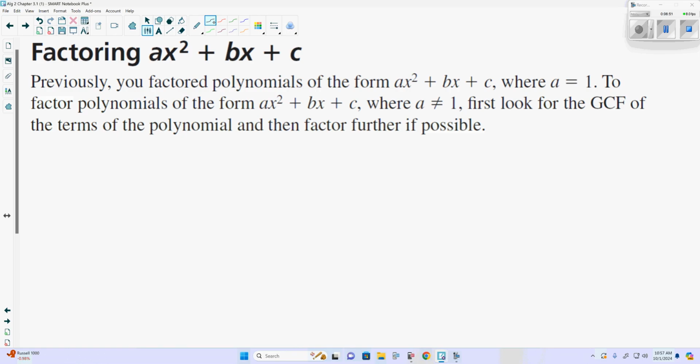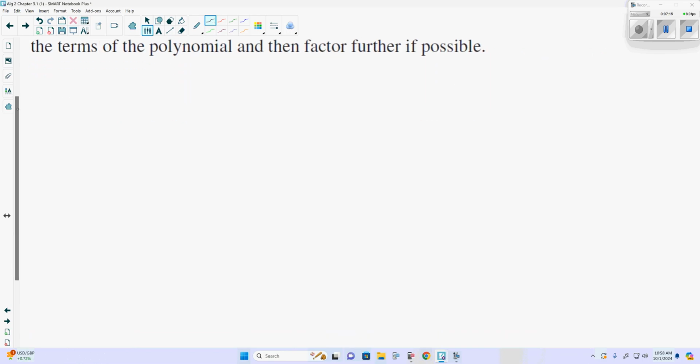I'm not going to worry about these other forms. We're going to move on to this next part here. Previously, you factored polynomials of the form ax squared plus bx plus c, where a is equal to 1. What they're talking about is Algebra 1. The last part of Algebra 1, or some of the last chapters, is going over factoring. To factor polynomials of the form ax squared plus bx plus c, we have several steps. And the first is looking for a greatest common factor. Sometimes it's nice to have steps.